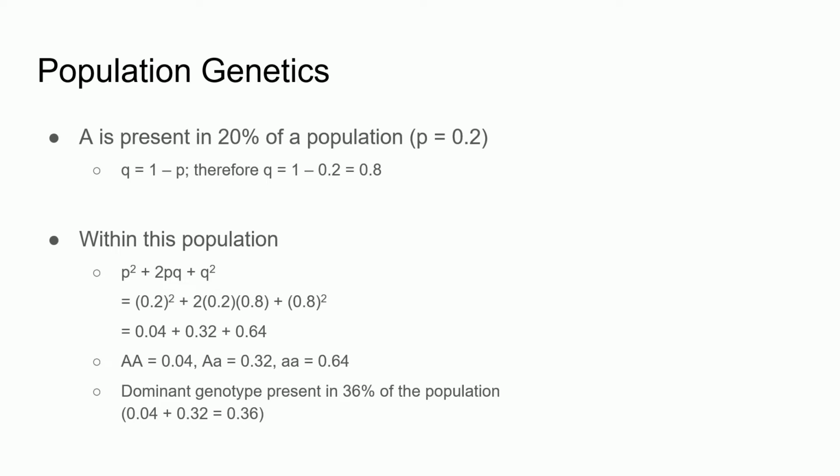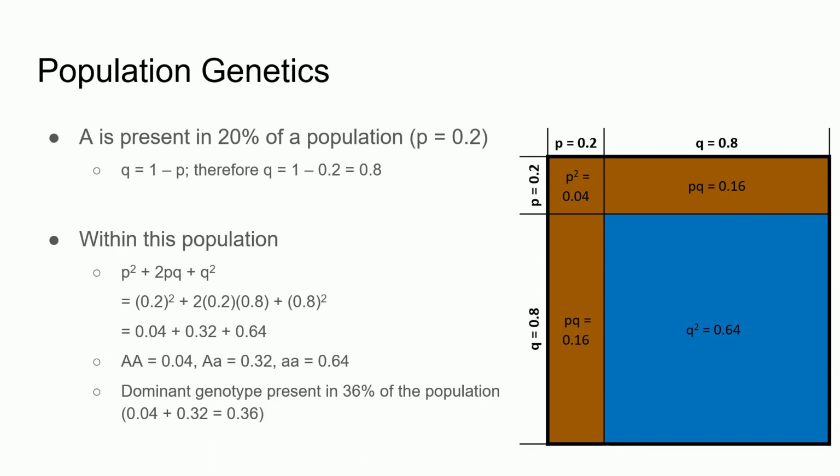To figure out the frequency of the genotypic combinations between these two alleles, we need to apply the Hardy-Weinberg equation. In this case, P squared is 0.04, Q squared is 0.64, and 2PQ is 0.32. If we were to draw out the Punnett square to scale, it would look something like this. The frequency of individuals with brown eyes, that is, expressing the dominant trait, would be the sum of all genotypes with the dominant allele. In this case, P squared plus 2PQ, or 36%. Those with blue eyes, or the recessive allele, represent 64%.